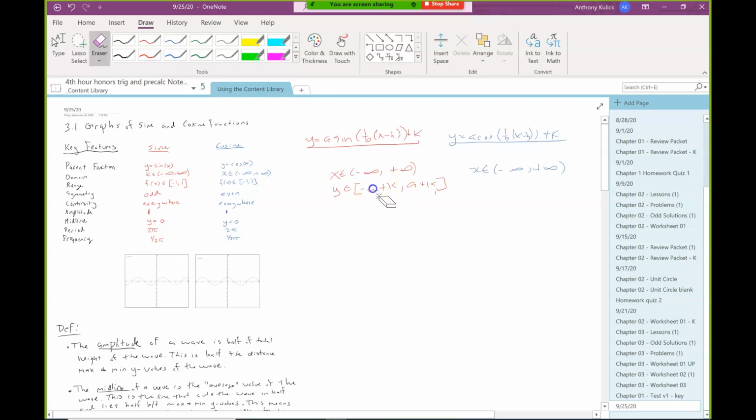Oh, actually, let's write it a different way, because a could be positive or negative, right? I've got to be a little bit careful here. So let's do k minus the absolute value of a, and then k plus the absolute value of a. That'll make sure that nothing gets goofy with the order of my interval there. And that'll be the same for both sine and cosine.